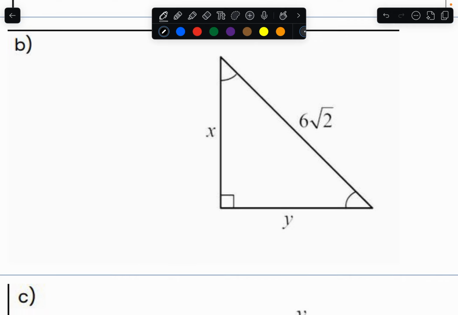Now let's take a look at this one, okay? This one is a very confusing one, so I choose not to go over it in class. But if you watch this video, let me explain it for you, okay?